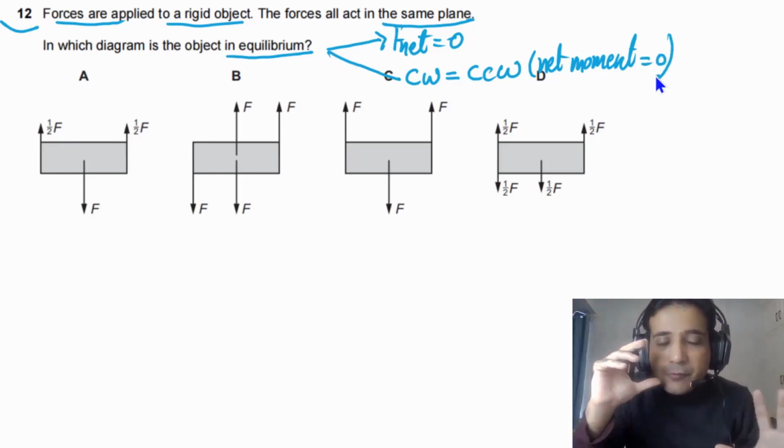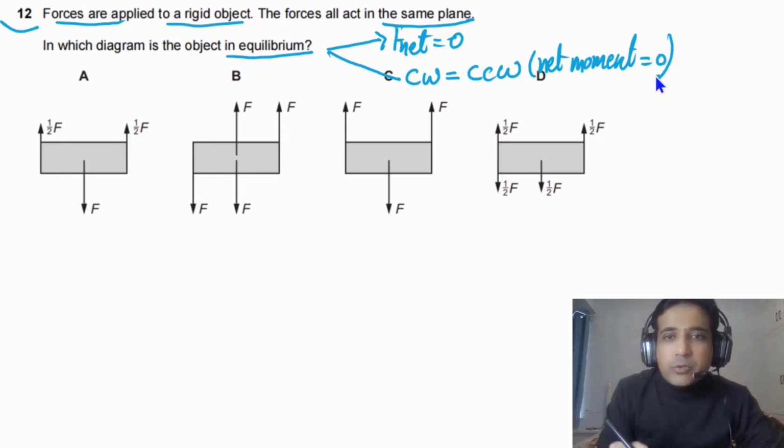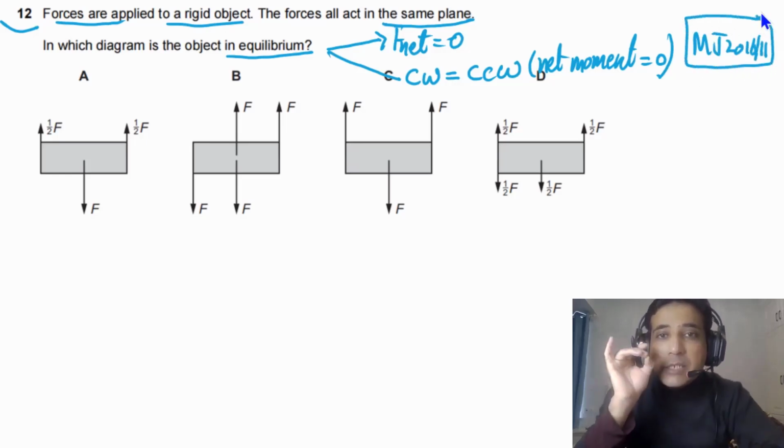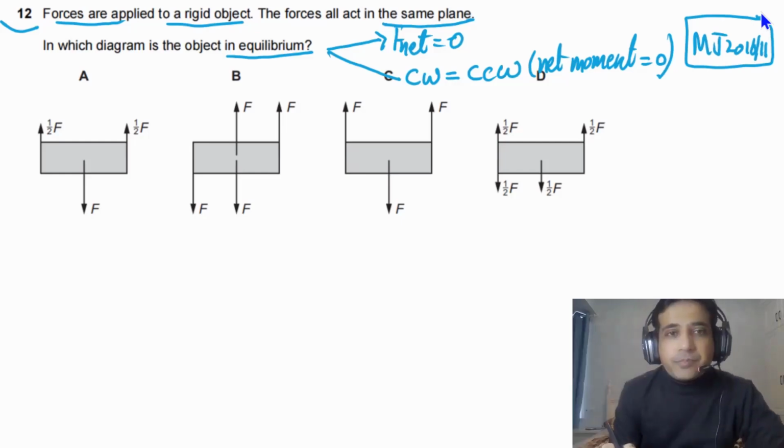But before we answer this question, let me tell you this question is from May-June 2016, paper 1-1, meaning paper 1 variant 1. So this is a repeated question. The same question, 100% the same question, you will see in 2016 paper 1 variant 1. Now let's try to answer this question.